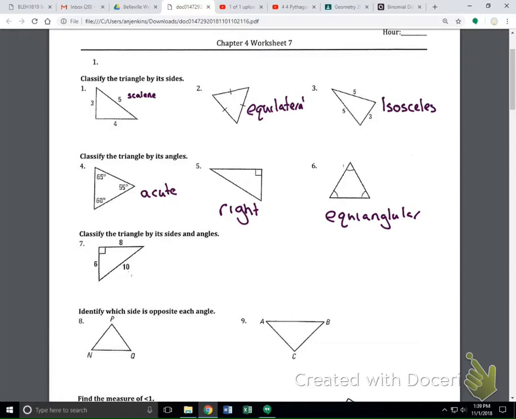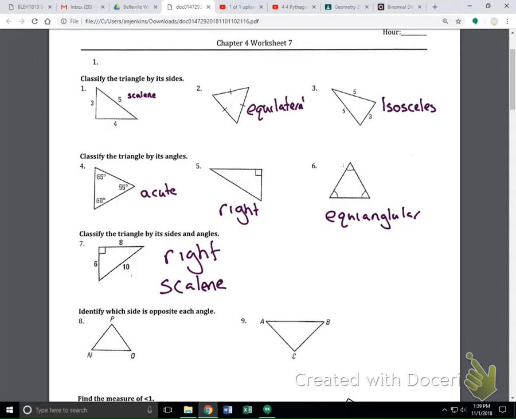Number 7 asks us to classify the triangle by sides and by angles. Lucas? Scalene. And how did you know it was scalene? Because all 3 sides don't match. And there's a little square, so it's a right angle. Does it matter how you word it? You can call it right scalene or scalene right. Generally, I see it with the angle classification first and then the side classification.